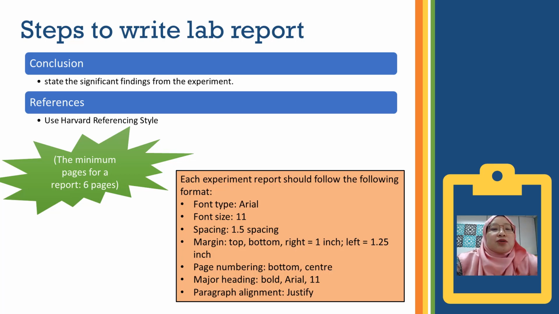For the formatting, in the orange box you can see all the formatting: font type Arial, font size 11, spacing 1.5, and there are details on the margin, page numbering, major headings, and paragraph alignment. Please refer to this formatting, and make sure that your lab report follows this guideline.